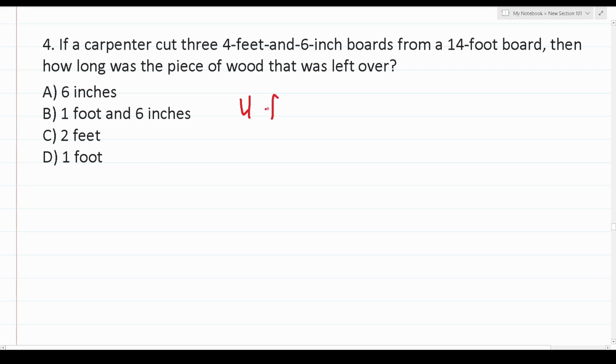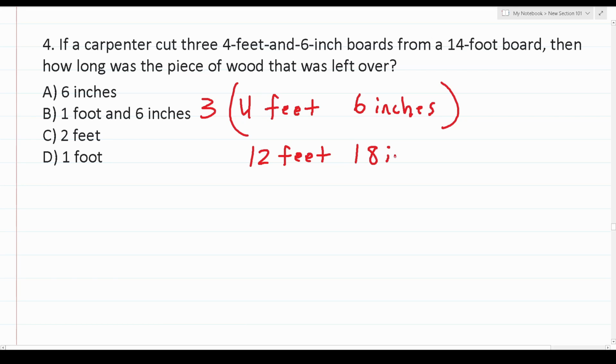4 feet and 6 inches, and we're going to have to multiply that by 3. All right, and that's pretty easy to do. Again, 3 times 4 is 12, so that's 12 feet. And then 3 times 6 is 18, so that's 18 inches. In other words, the length of these 3 boards is 12 feet and 18 inches.